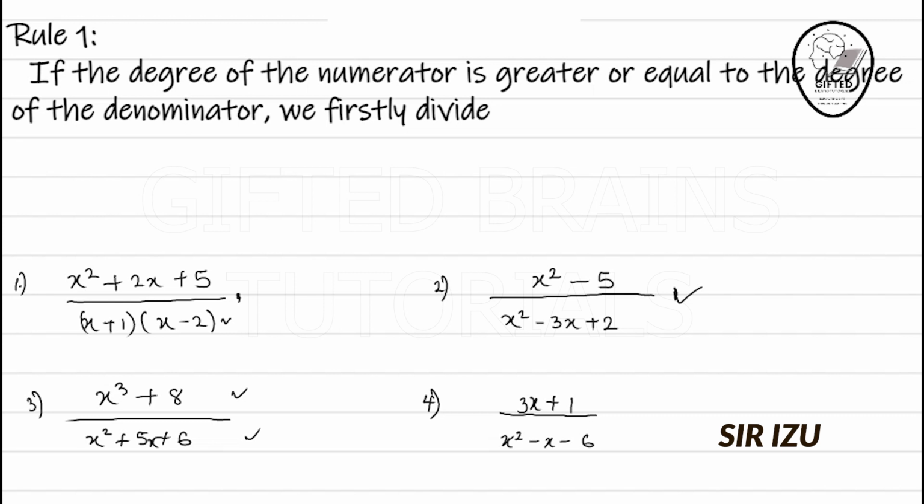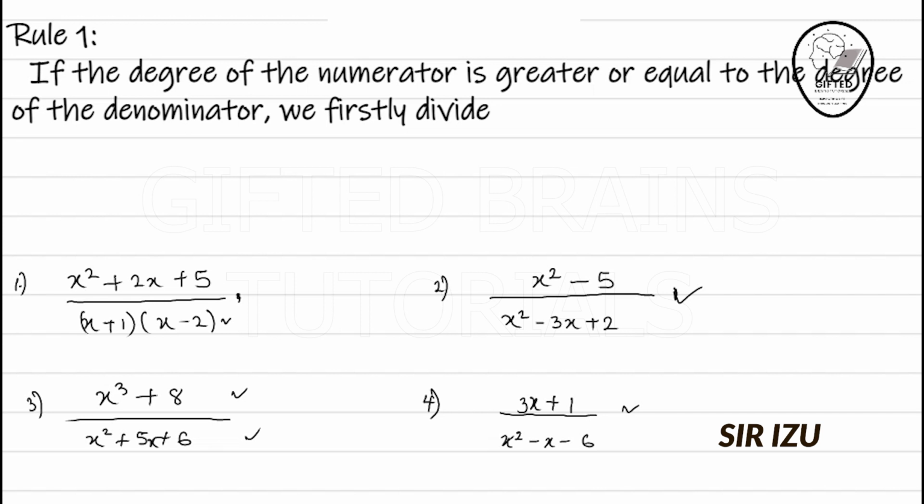Okay, now look at number 4, for instance. We have 3x plus 1 over x squared minus x minus 6. The numerator is of degree 1 and the denominator is of degree 2. You will not divide in this case. That's what the rule number 1 is trying to say.